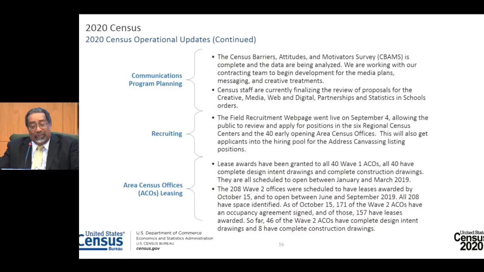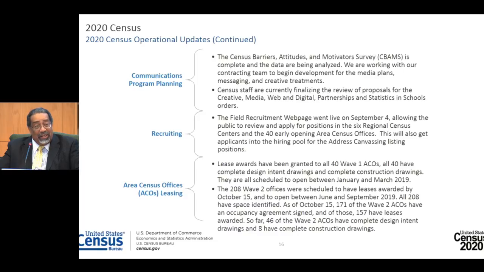The 208 Wave 2 offices were scheduled to have had leases awarded by October 15th and to open between June and September 2019. All 208 have space identified, but as of October 15th, 171 of the Wave 2 ACOs, that's 82%, had occupancy agreements signed, and of those, 75% or 157 have leases awarded. So far, 46 of the Wave 2 ACOs have complete design intent drawings and 8 have completed construction drawings.